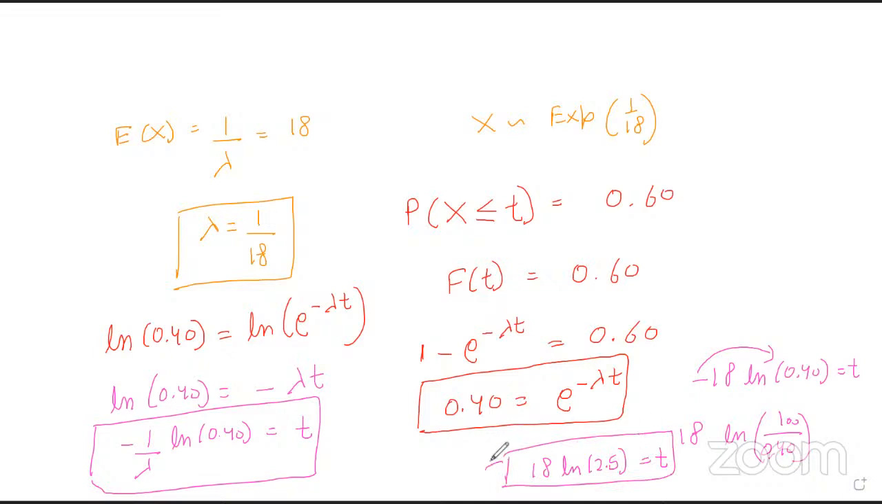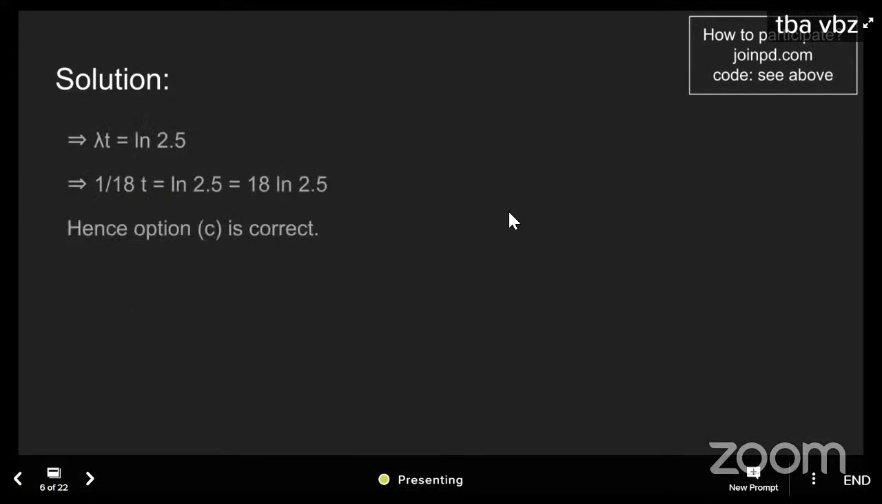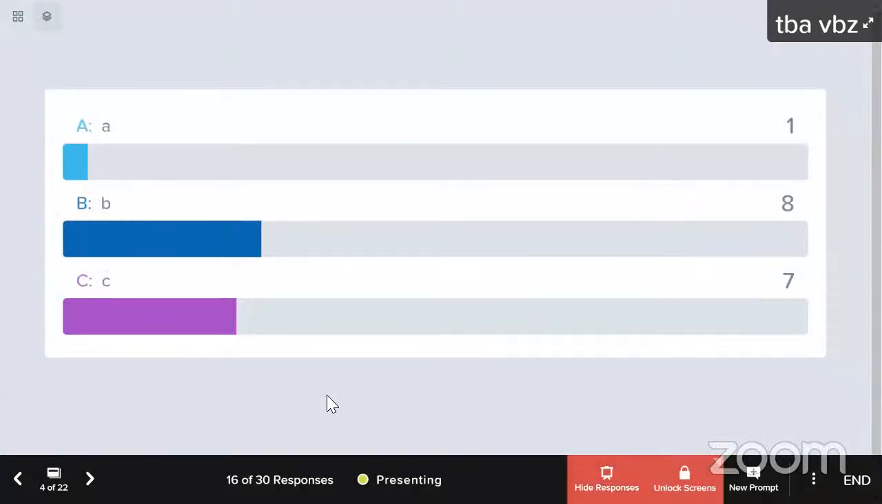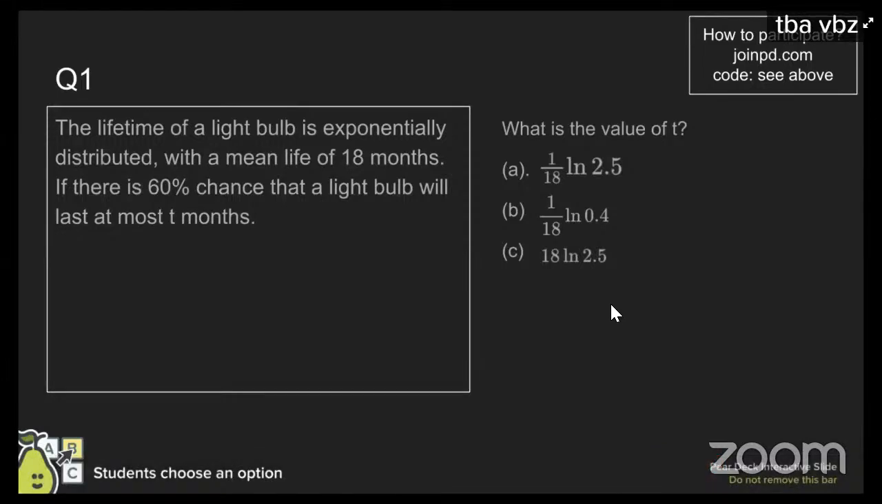Is it clear to everyone? Any doubt in this? You can see the solution part in the upcoming slides. So that's how we proceeded. So option C would be the correct one, I think. Those who chose option B might have made a mistake with that negative sign.